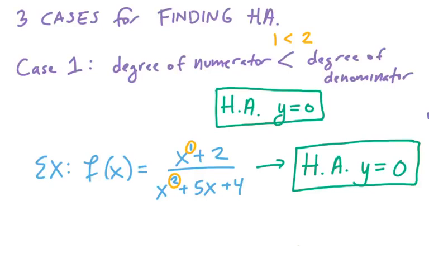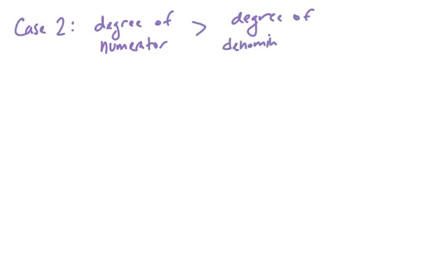So case 2, as you might guess, right? If case 1 was the degree of the numerator being less than the degree of the denominator, let's just flip that inequality around. So let's let case 2 be where the degree of the numerator is now greater than the degree of the denominator. So we're just flipping around the inequality.